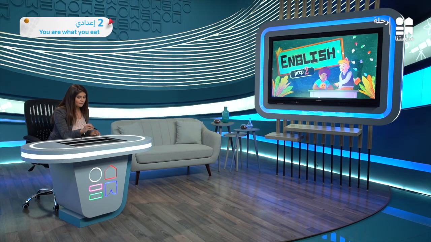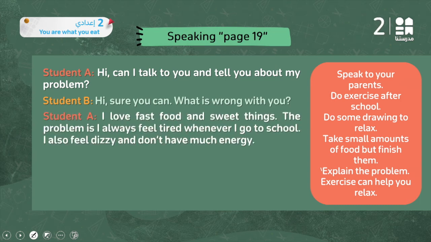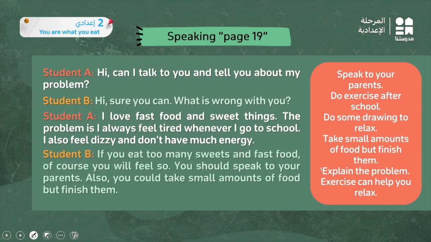So student A: Hi, can I talk to you and tell you about my problem? Student B: Hi, sure you can. What's wrong with you? Student A: I love fast food and sweet things. The problem is I always feel tired whenever I go to school. I also feel dizzy يعني حاسس ان انا دايخ شوية and don't have much energy. دي مشكلة student A. So let's see the reply of student B now.